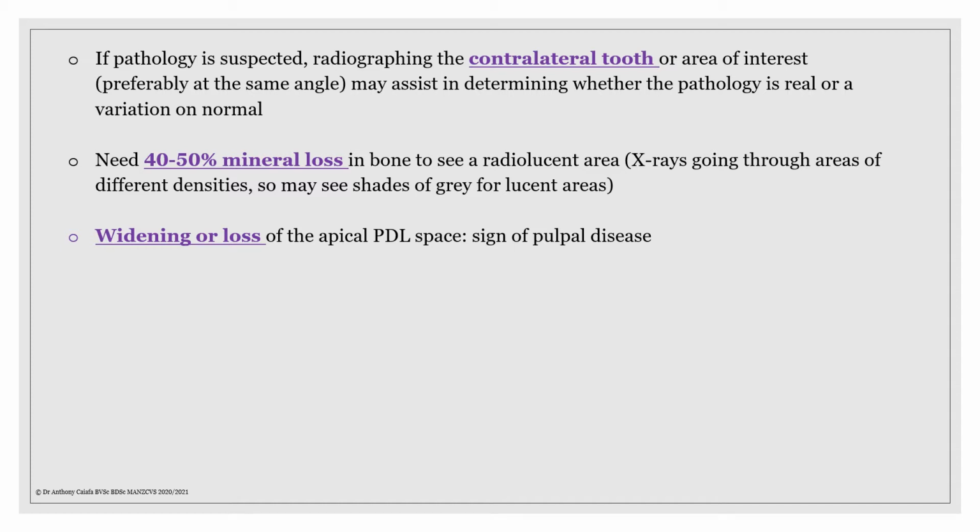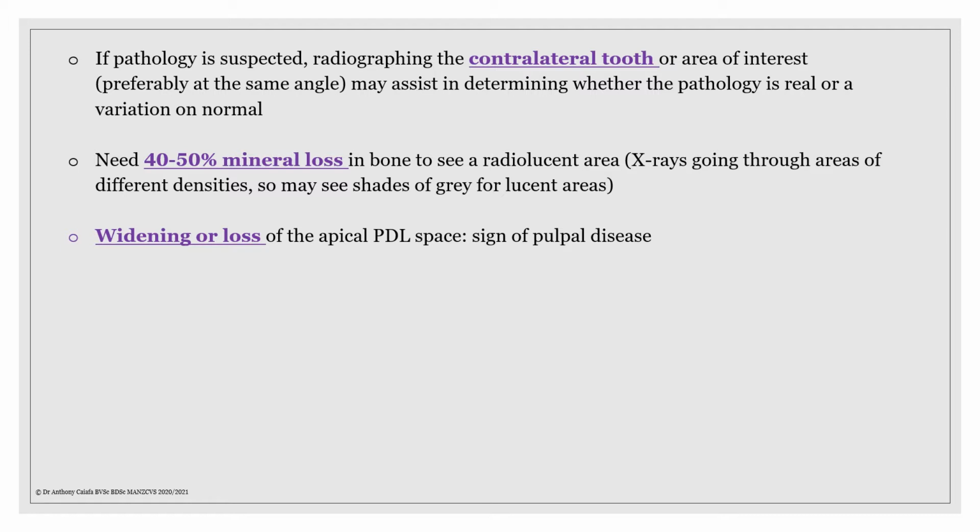Remember also you need to lose about 50% of the mineral content in bone to see a radiolucent area. And unfortunately in the oral cavity, when we are radiographing teeth, often we are shooting through cortical plate on the buccal side and cortical plate on the lingual side, and this makes areas less dense. So sometimes we are looking for not black or lucent areas, but we're looking for variations in grey.